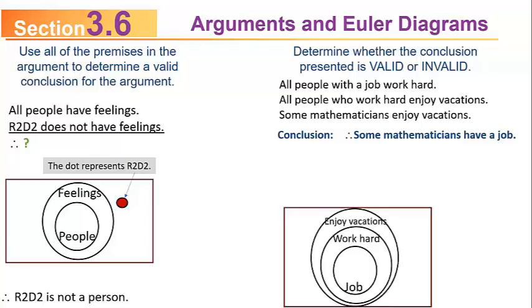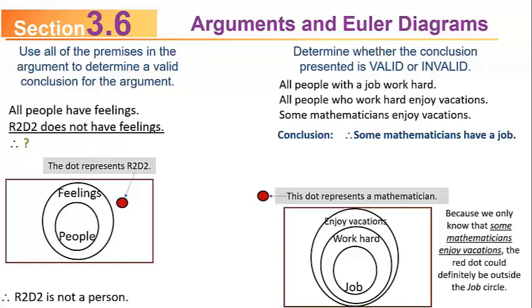Well, again, let's draw an Euler diagram. All people with a job work hard, so the job circle is inside the work hard circle. All people who work hard enjoy vacations, so the work hard circle is inside the vacation circle. We only know from the last premise that some mathematicians enjoy vacations, so that representative dot for a mathematician could be completely outside the job circle. It has to be inside the vacation circle, but other than that, we really don't know.